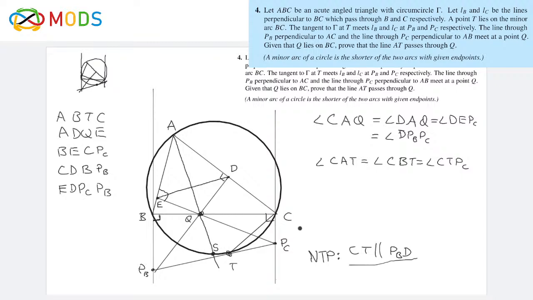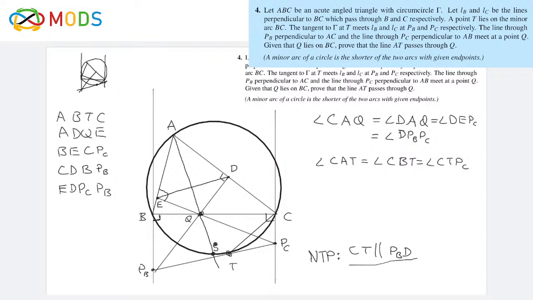By power of a point, AQ times QS is BQ times QC, which is EQ times QPC, right? So AESPC is a cyclic quad. So angle ASPC is equal to angle AEPC, which is 90 degrees. And then similarly, ASPB is equal to 90 degrees.